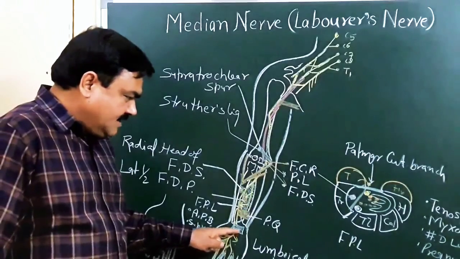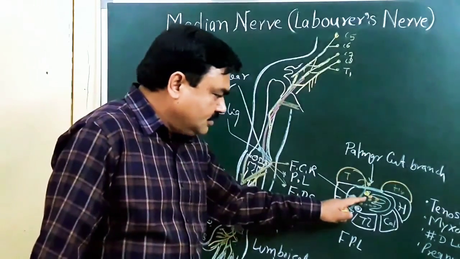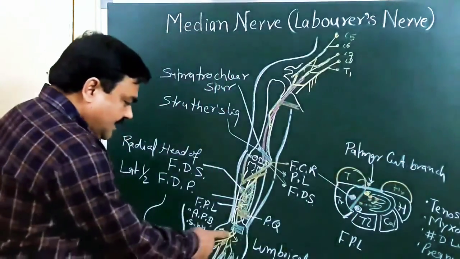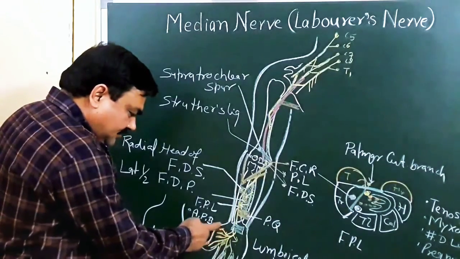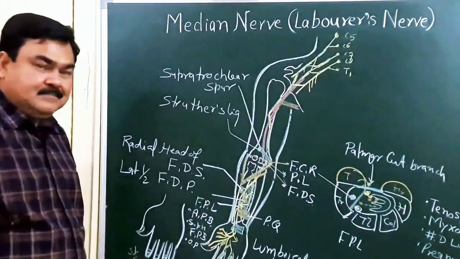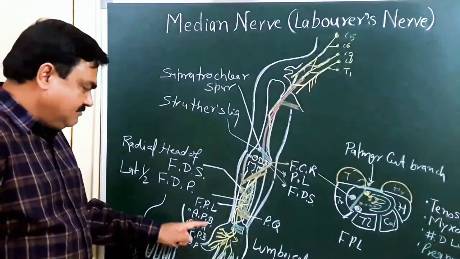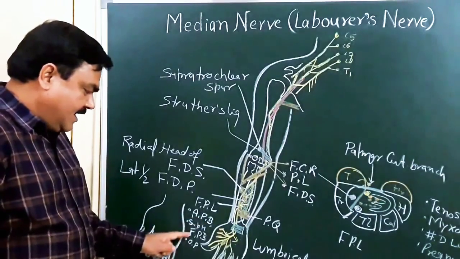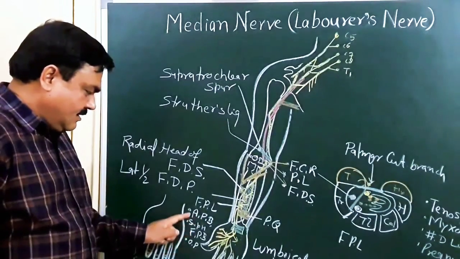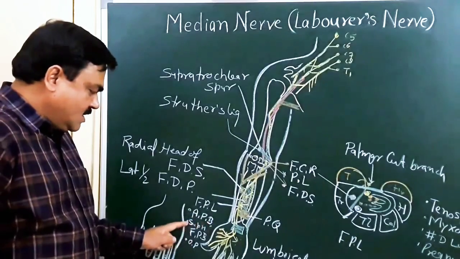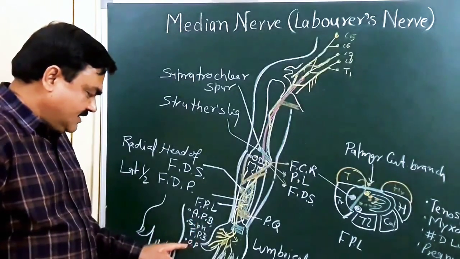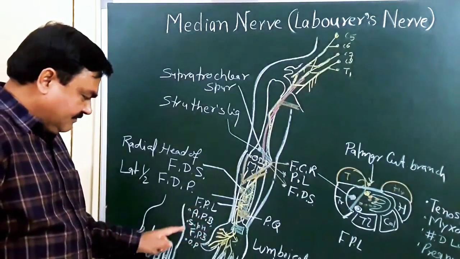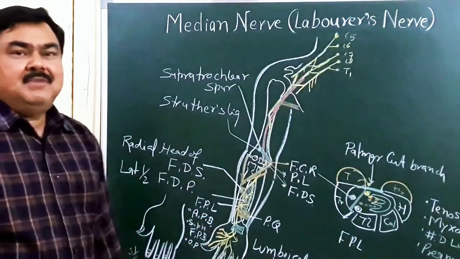Here, after passing through this carpal tunnel, it gives branches to 2.5 muscles, that is, the superficial head of flexor pollicis brevis, abductor pollicis brevis, and opponens pollicis. These muscles become paralyzed.